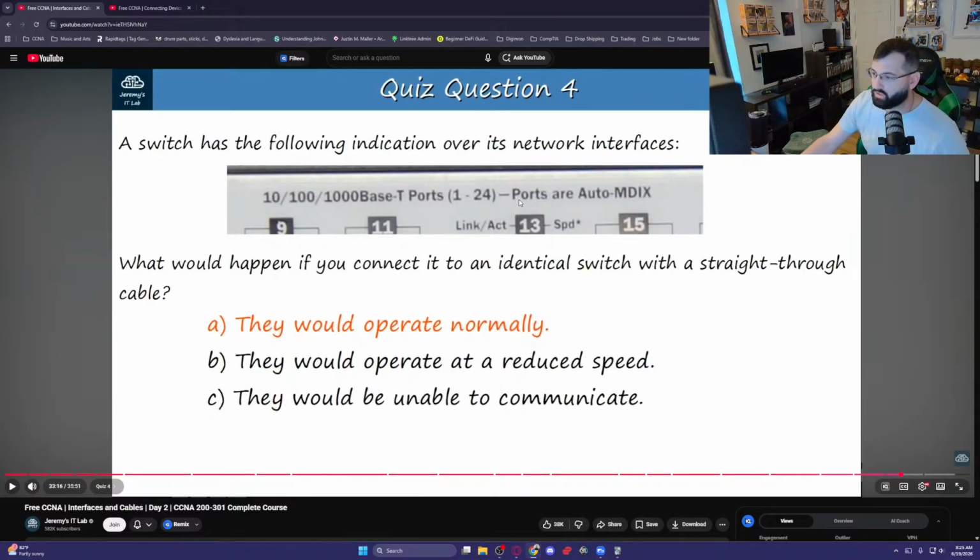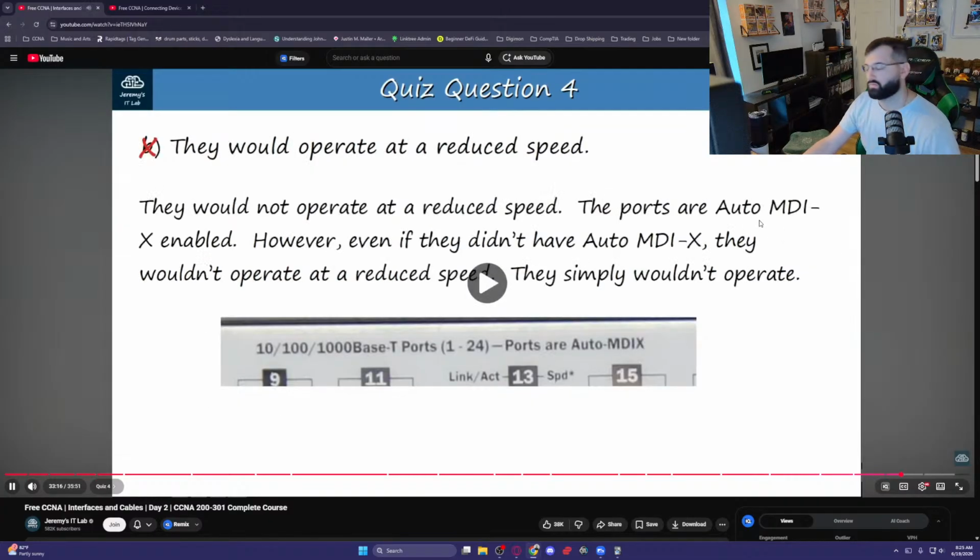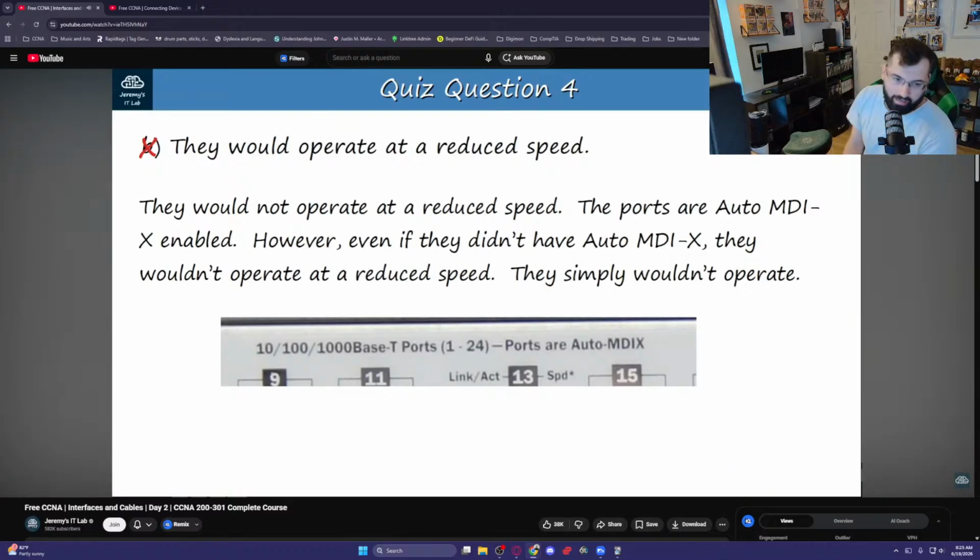So the ports are auto MDIX, meaning that it doesn't matter what you use. So it would operate normally. They would not operate at a reduced speed. The ports are auto MDIX enabled. However, even if they didn't have auto MDIX, they wouldn't operate at a reduced speed. They simply wouldn't operate. So B, they would operate at a reduced speed, is incorrect.